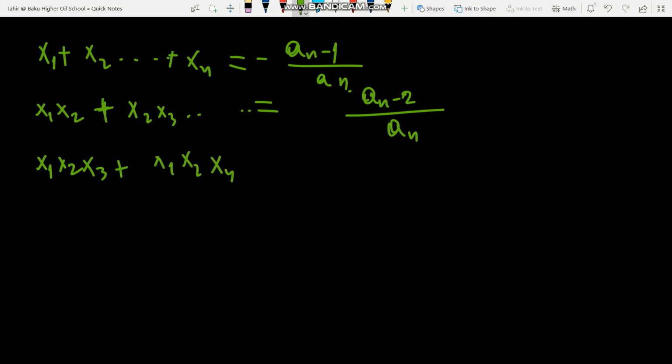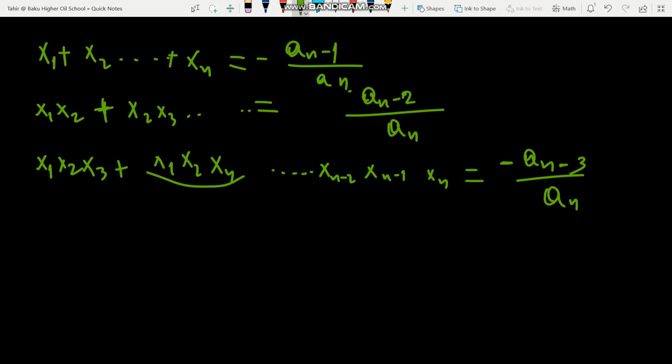plus x1, x2, x4, and you should just consider that we have written here all the combinations, triple combinations of these roots. And this will go to, for example, x_(n-2), x_(n-1), and x_n. And this will be equal to minus a_(n-3) divided by a_n.